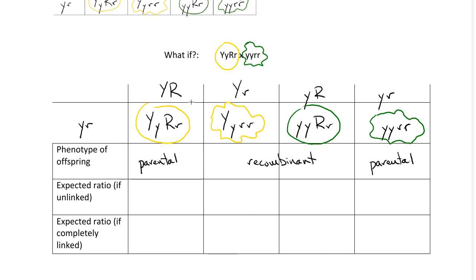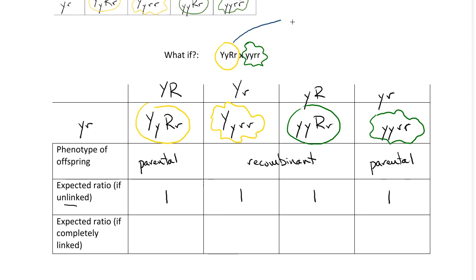And if the alleles assort independently, then we would expect a ratio of 1:1:1:1 in this test cross. And we would say that the genes are unlinked. They are assorting independently. Well, what if the hypothesis that genes are on chromosomes is correct? And what if the Y and R genes are on the same chromosome?